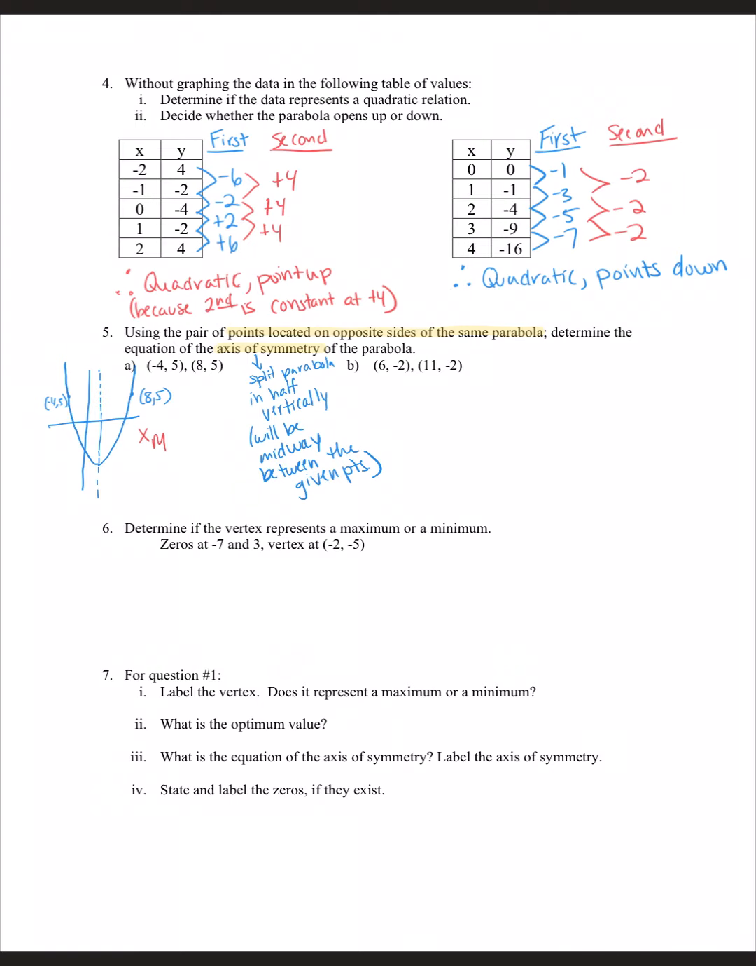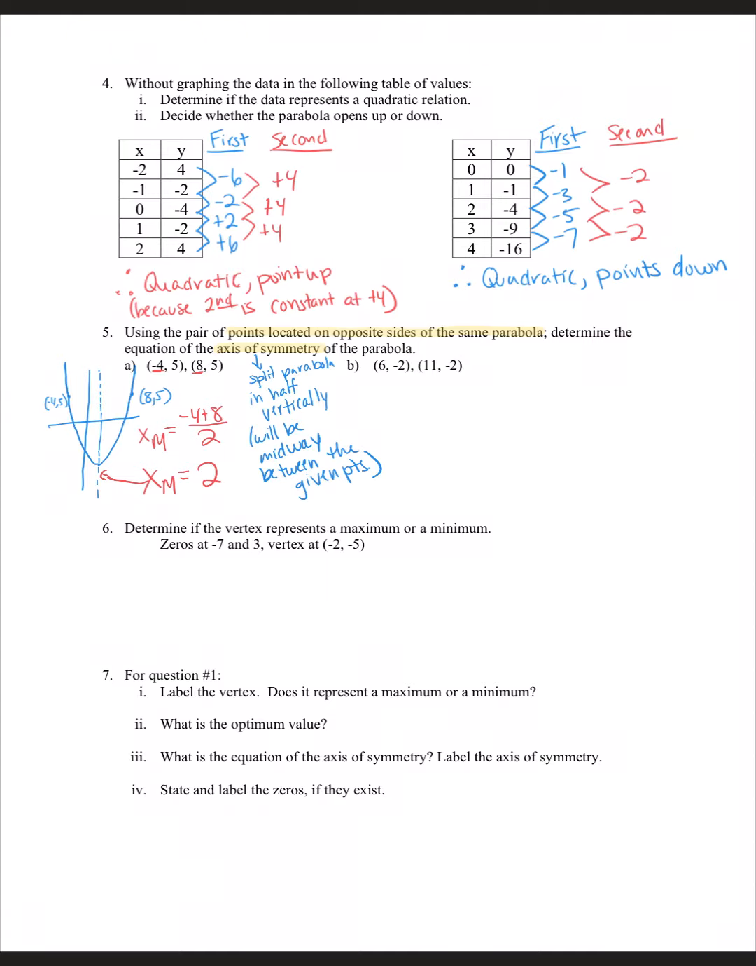So the middle of our x values is going to be taking our x from one coordinate and our x from our other coordinate, adding them together, and dividing by 2. So the midpoint of our x's is going to be -4 plus 8 is 4, divided by 2 is 2. Okay, so our axis of symmetry, we could say, would be x equals 2.